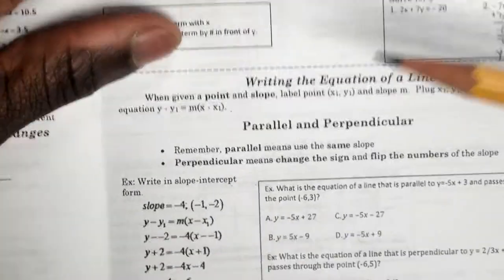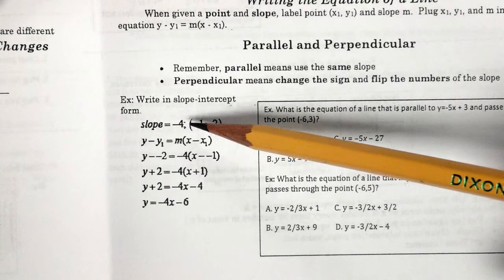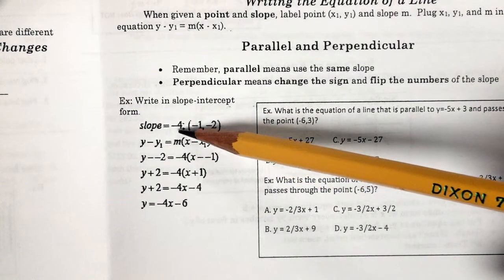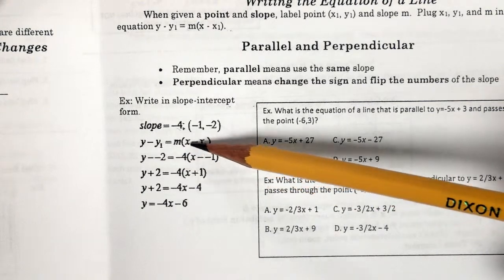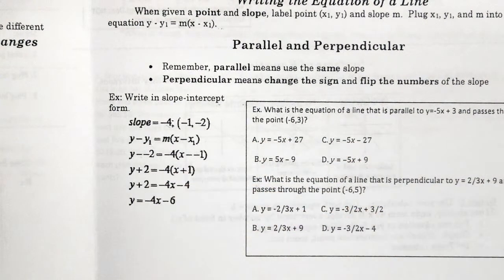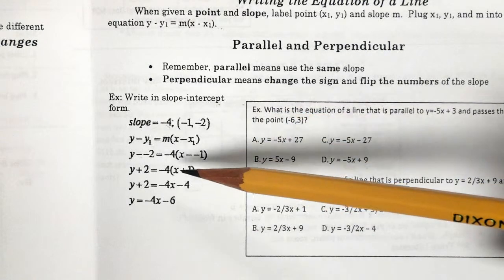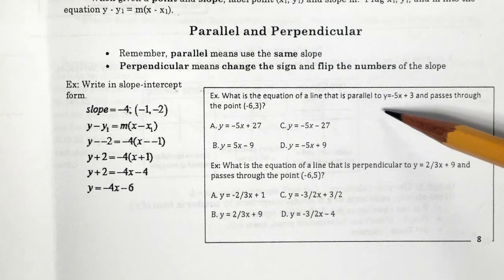So if you are given just a point and a slope, it's easiest just to use point-slope form. You plug in your slope, plug in your point, and y minus y1 equals m times x minus x1, and just simplify it. All right, and it's really effective and useful when we are finding perpendicular and parallel lines.